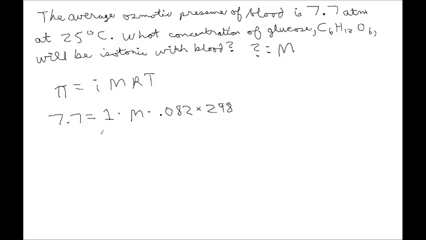We get 0.315. And what concentration? Well, it would have to be that molarity, so 0.315 molar glucose. That molarity, right. Okay. And you started by writing down the symbol for what the question's asking. That's good.